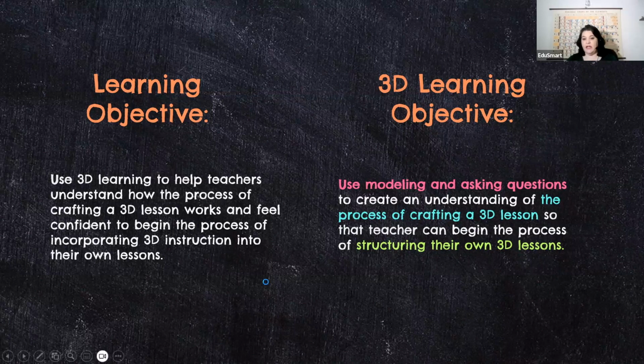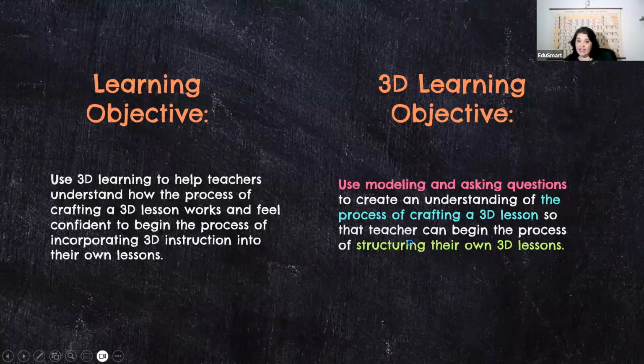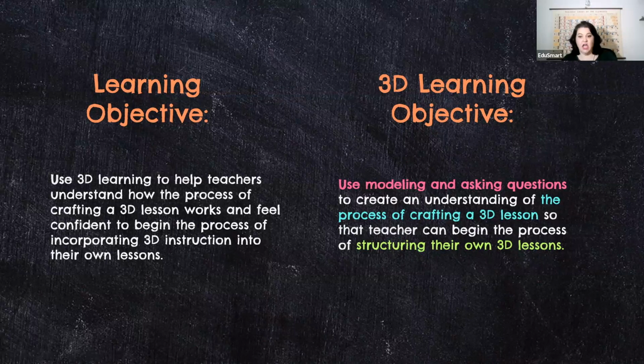So I'm going to incorporate the why, the how, and the what, right? So my how is use modeling and asking questions. Those are two of our science and engineering practices to create an understanding of the process of crafting a 3D lesson. That's the what, that's my content. And then I'm going to go to the how do I know that I've done this? So that teachers can begin the process of structuring their own 3D lesson.